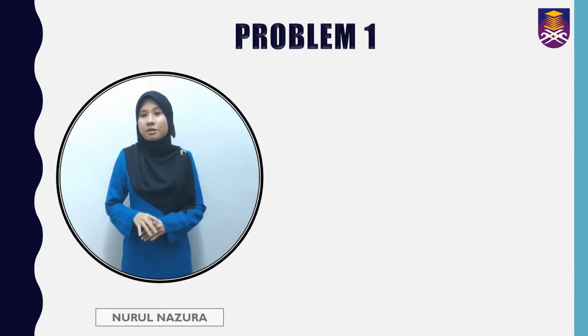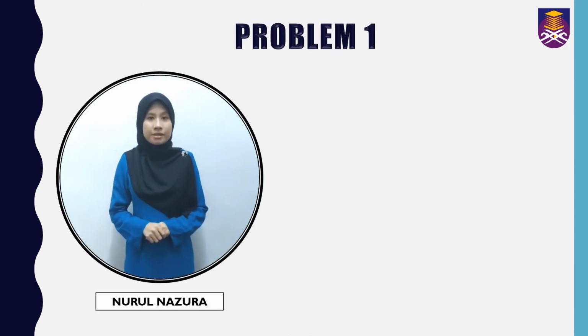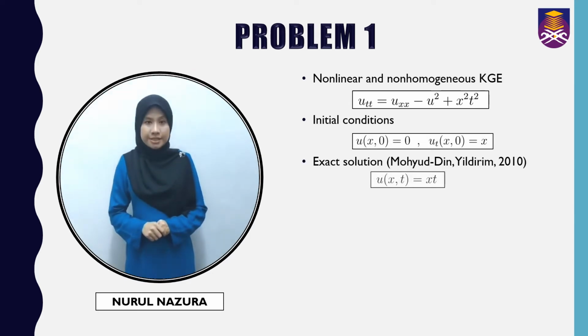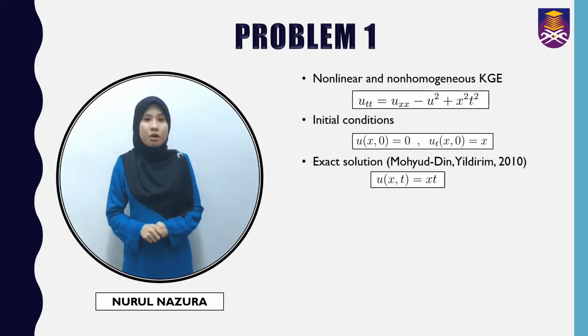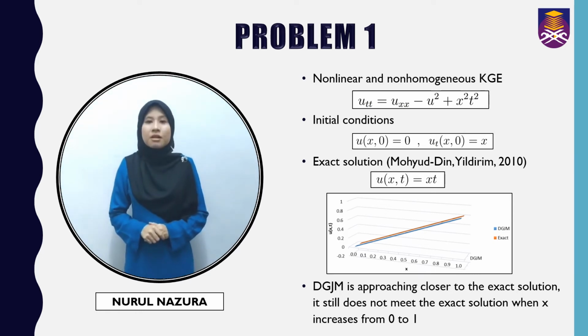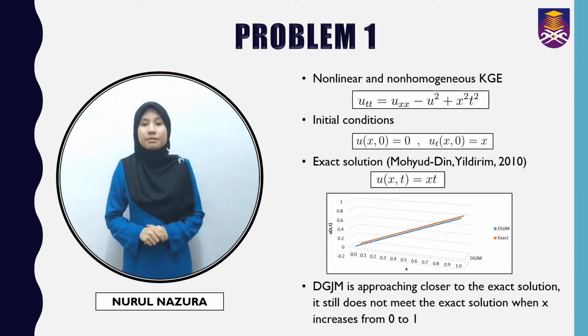There are 4 types of problems discussed in results and discussions. For problem 1, the equation is nonlinear and non-homogeneous with initial conditions and exact solution. By using DGJM, the iterations were obtained. The comparison is made between DGJM and the exact solution for various values of t. For t equals 0.8, 0.9, 1 and x between 0 to 1, it can be concluded that the value of t should be smaller to solve problem 1.